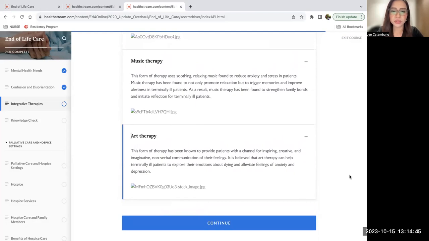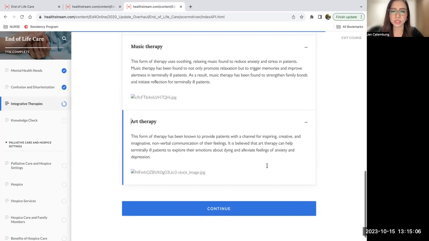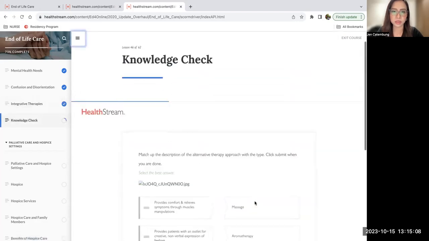Art therapy. This form of therapy has been known to provide patients with a channel for inspiring, creative, and imaginative nonverbal communication of their feelings. It is believed that art therapy can help terminally ill patients explore their emotions about dying and alleviate feelings of anxiety and depression. Knowledge check.